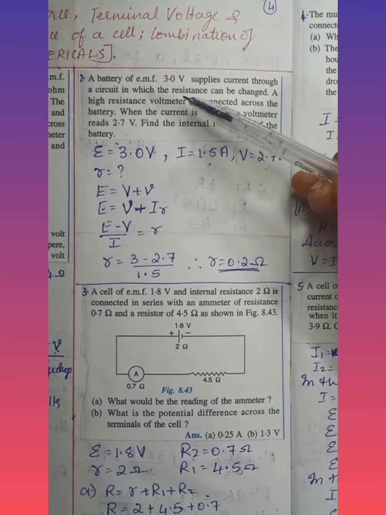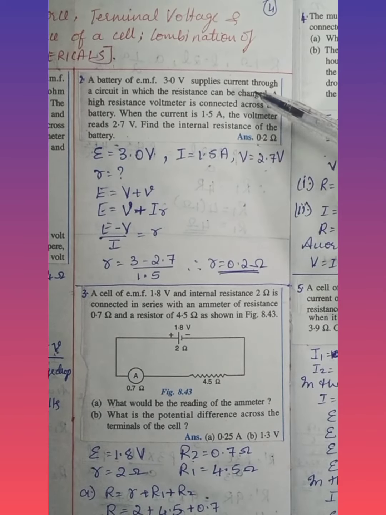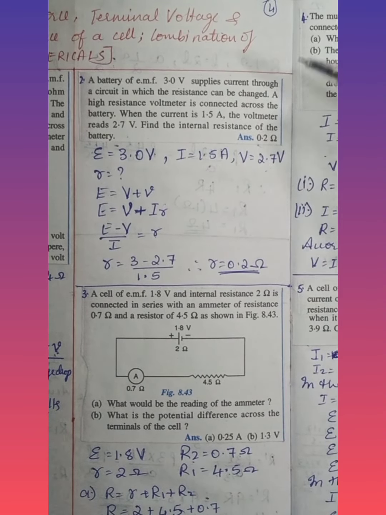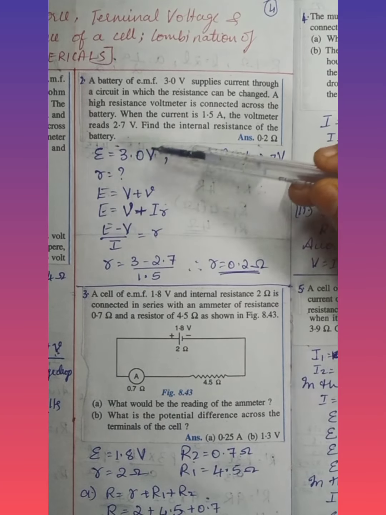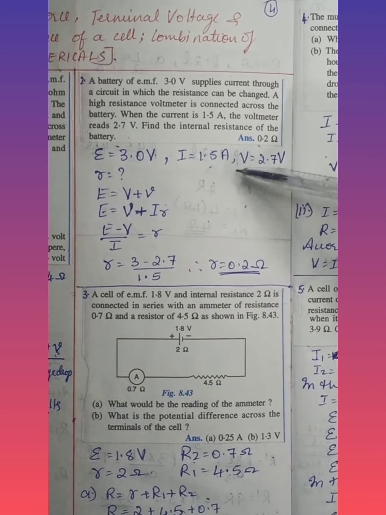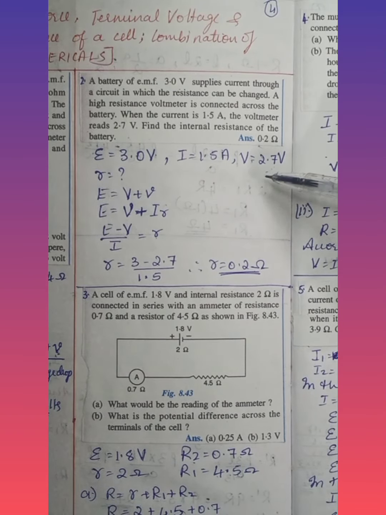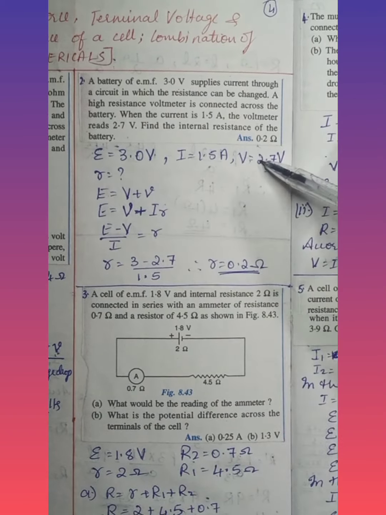Here you have a battery of EMF 3 volts, and it supplies a current to the circuit. The current flowing across the circuit is 1.5 amps and your voltmeter reading is 2.7 volts. Why are the voltmeter reading and the EMF different? Because your EMF is the total voltage across the circuit, that is the terminal voltage plus the voltage drop which occurs, whereas your voltmeter will not detect the voltage drop across the circuit. That is why you have a different value here.